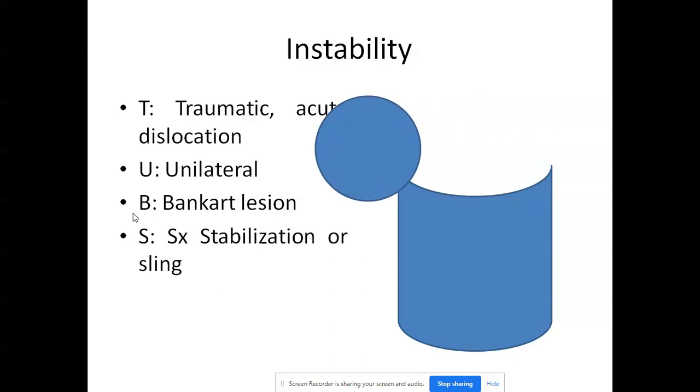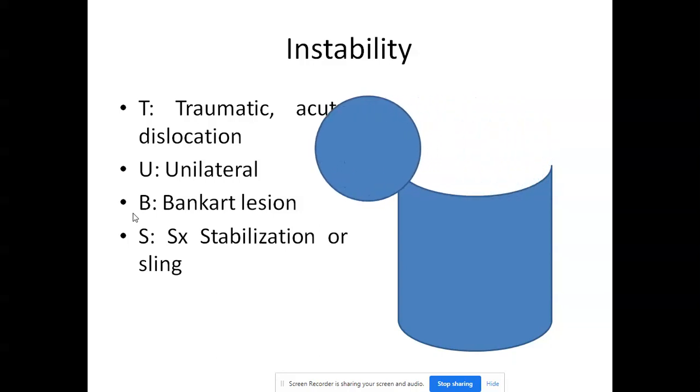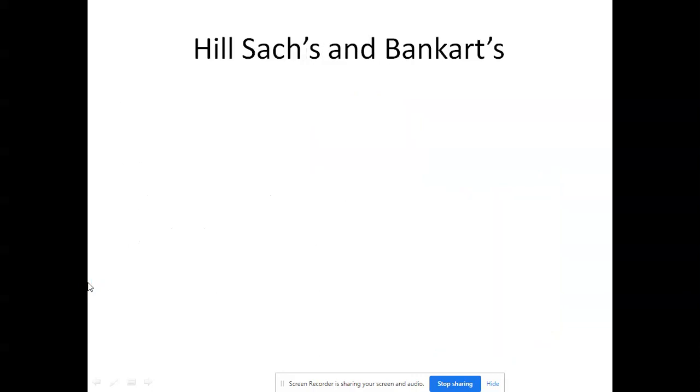This is nothing but your dislocation. And subluxation is nothing but when a bone is not completely moving away from the parent bone but still in contact with the parent bone. That is nothing but your subluxation. So instability occurs when it is traumatic and there is acute dislocation, usually seen unilateral with presence of Bankart lesion. The treatment mainline should be surgical stabilization, or a sling is provided, which is conservative.